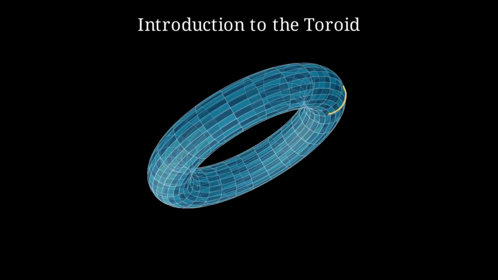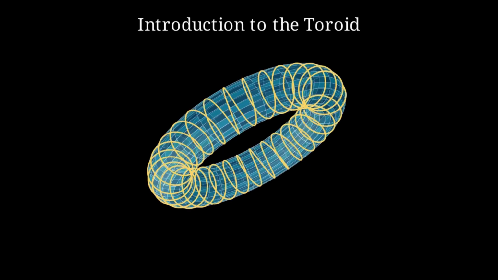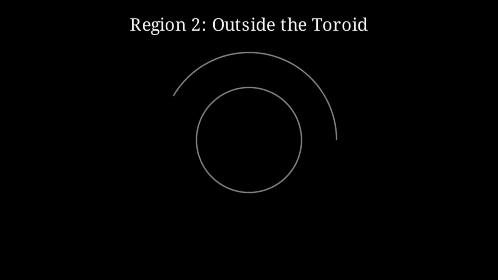A toroid is essentially a solenoid bent into a circular shape. It consists of a hollow circular ring with many turns of insulated wire wrapped around it, characterized by its inner radius A and outer radius B. Now consider the region outside the entire toroid.